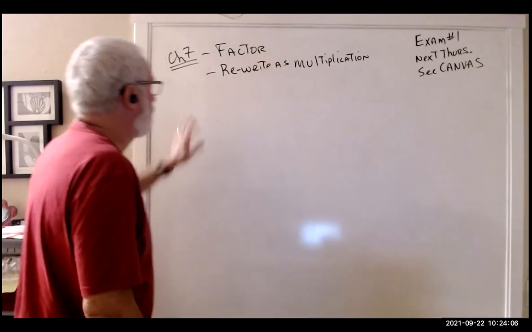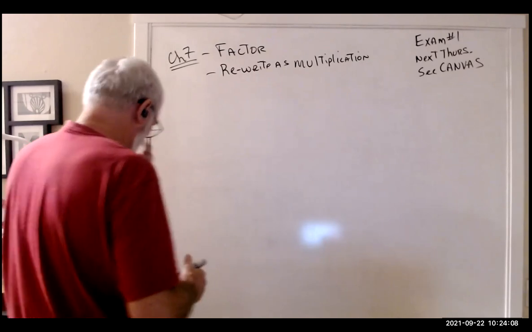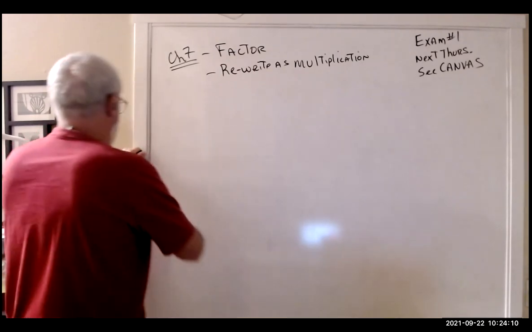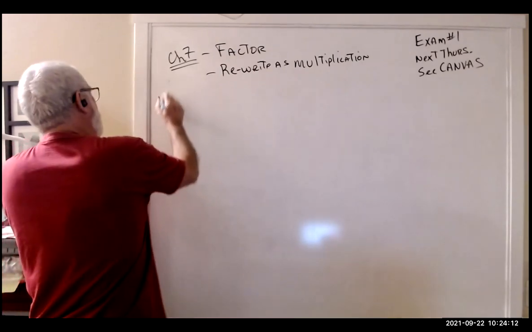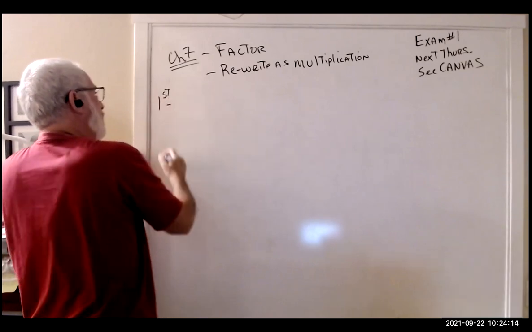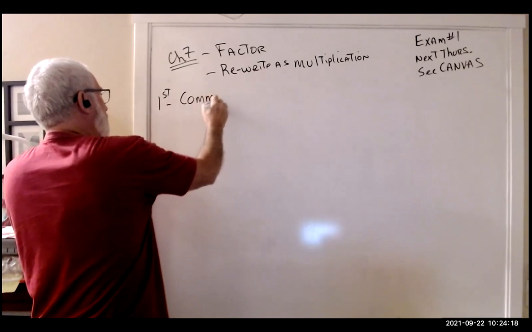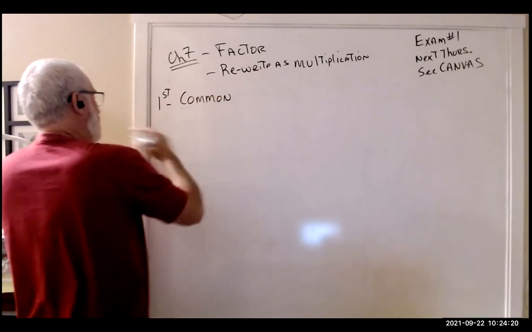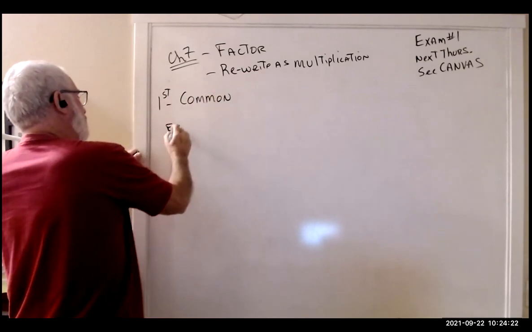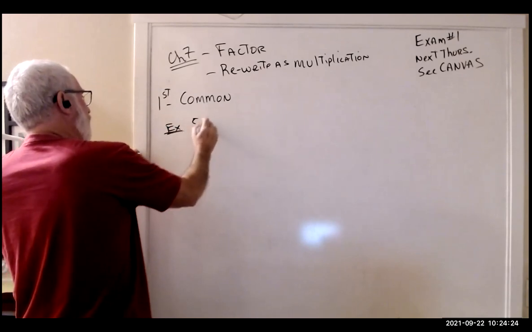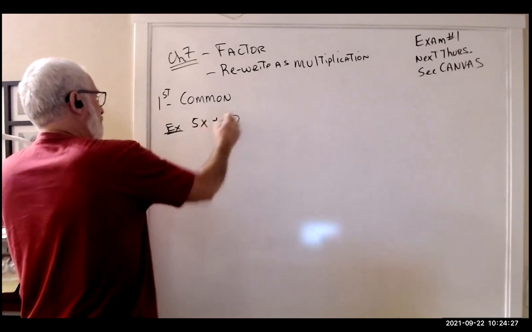All right. So, okay, the first type of factoring that we always look for is called something in common. So a real simple idea. Suppose you had 5x plus 10.